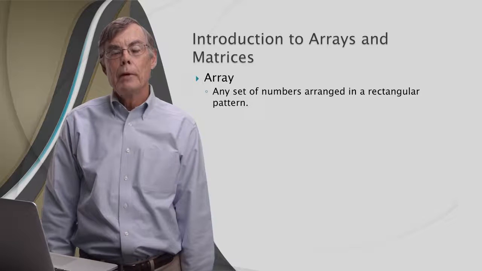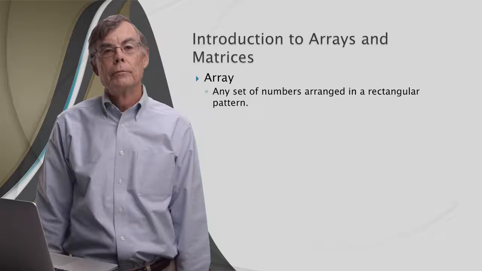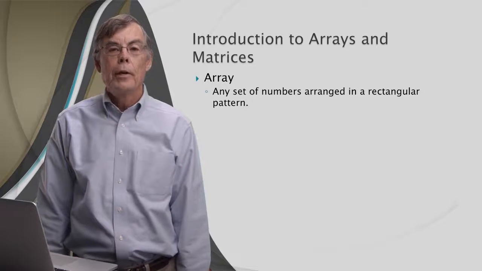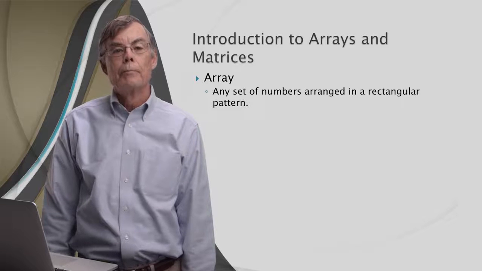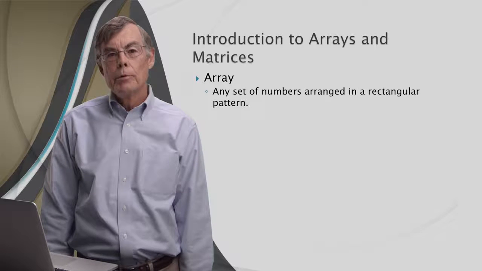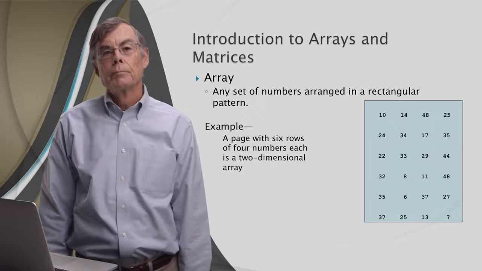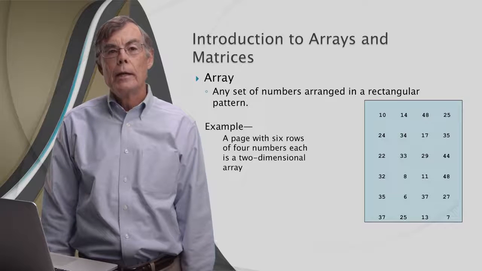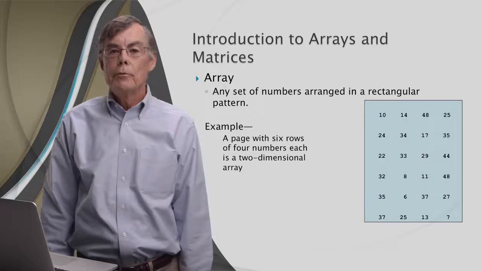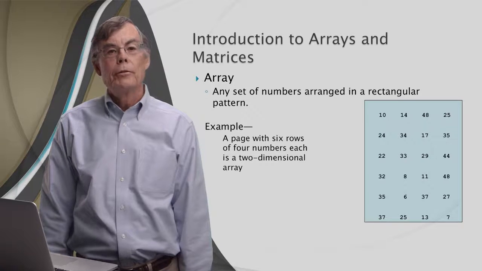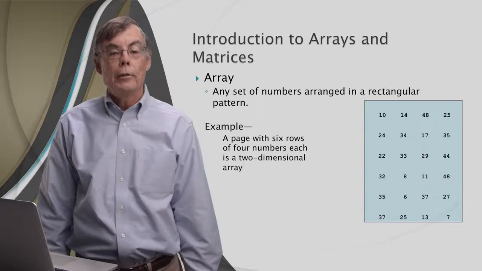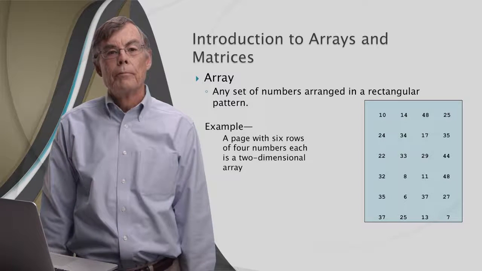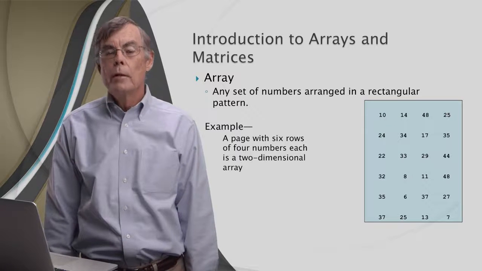Matrices, which is the plural of the word matrix, are special kinds of arrays. So what are they? Well, both concepts are pretty simple, really. First of all, an array is just a set of numbers arranged in a rectangular pattern. So imagine a piece of paper with rows of numbers written on it, like this one. This is a two-dimensional array. Numbers are called elements of the array, and each row must have the same number of elements as each of the other rows. In this case, we have 6 rows of 4 elements. We call this a 6x4 array. As you can see, it has 6 rows and 4 columns. And we always say the number of rows before we say the number of columns.